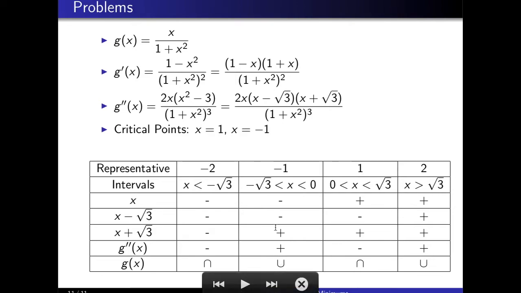And then what we see is that the sign of the second derivative is changing at minus square root of 3, 0, and also square root of 3. So all 3 of these points are also going to be inflection points.